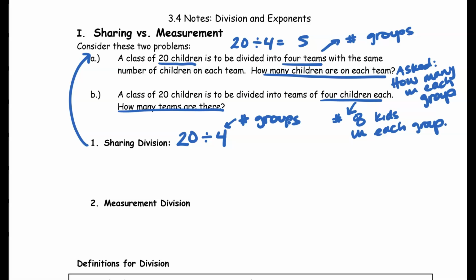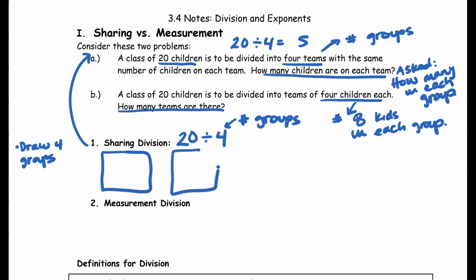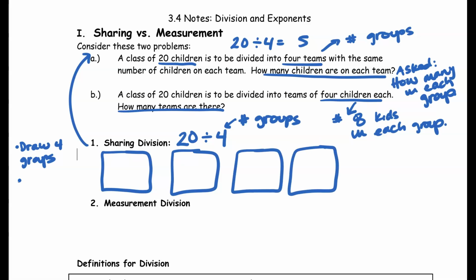If you know that you need 4 groups, then you're going to draw the groups first. So for sharing division, you're going to draw 4 groups. So you could do that by just drawing 4 boxes or 4 circles. And then figure out how many go in each.